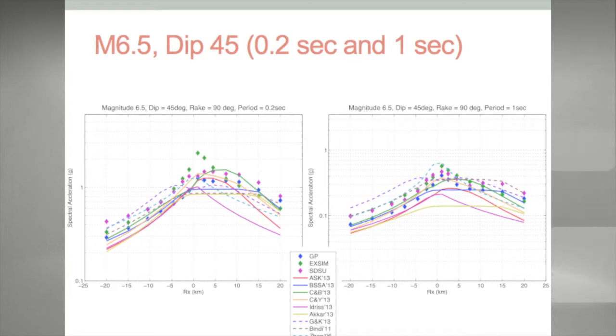This is the magnitude 6.5 with a dip of 45 degrees at 0.2 seconds and 1 second, and we're starting to see a little bit more variability. I don't know that much about the G&K method, but I noticed that they do have sort of an M shape through here. They're coming back down the other side. There's something that I need to look at a little bit more.